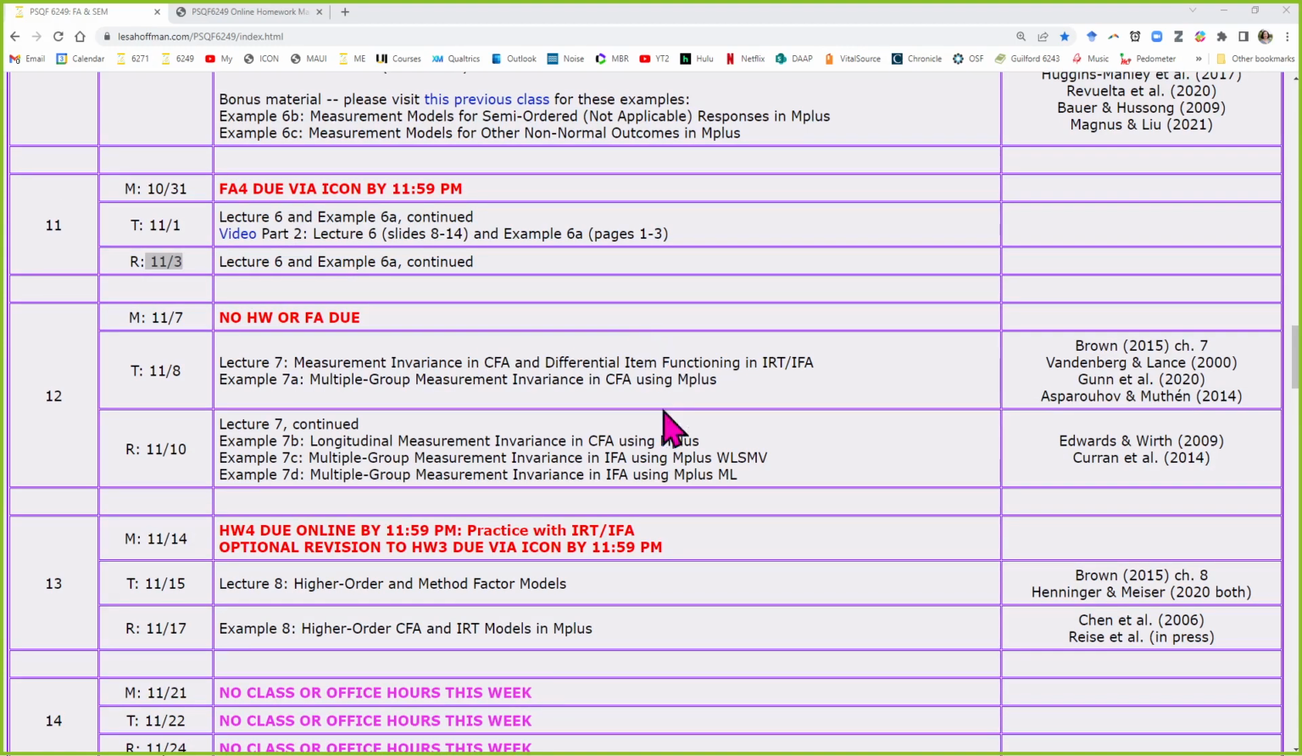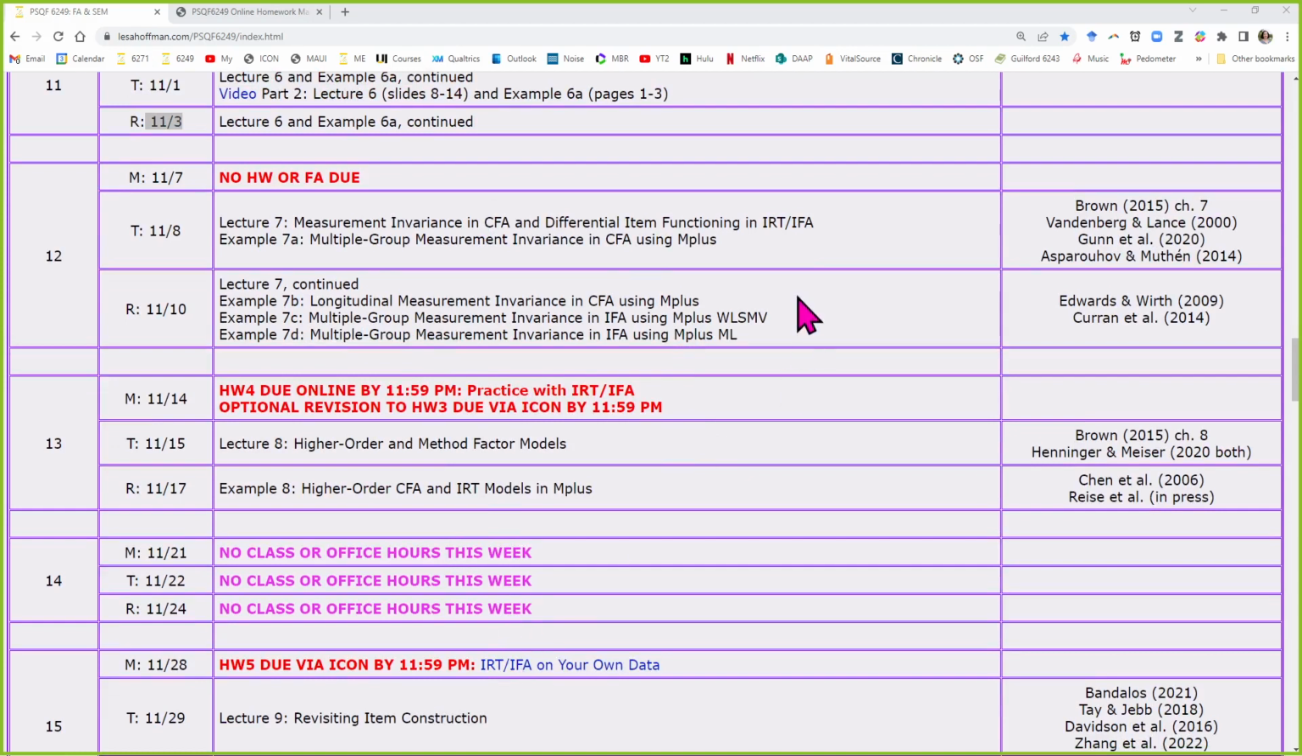The invariance unit got condensed into 2 days, which I'm going to have to try to reconfigure to make that work, because I have 4 different examples on how to test invariance. But for those of you who are interested in differential item functioning, that is the same thing as what we call measurement invariance in CFA, and so that's why I have both types of models featured, hopefully starting next week.